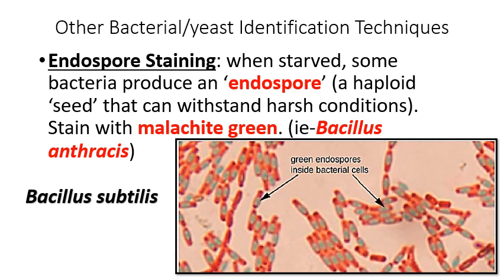You see the little green things in the middle? Those little green things are endospores, Bacillus anthracis endospores. And in order to see the rest of the cell, they counterstained the rest of the cell with safranin. So here we stained the spores with malachite green, and then we counterstained with safranin so you can see the endospore inside the cell.